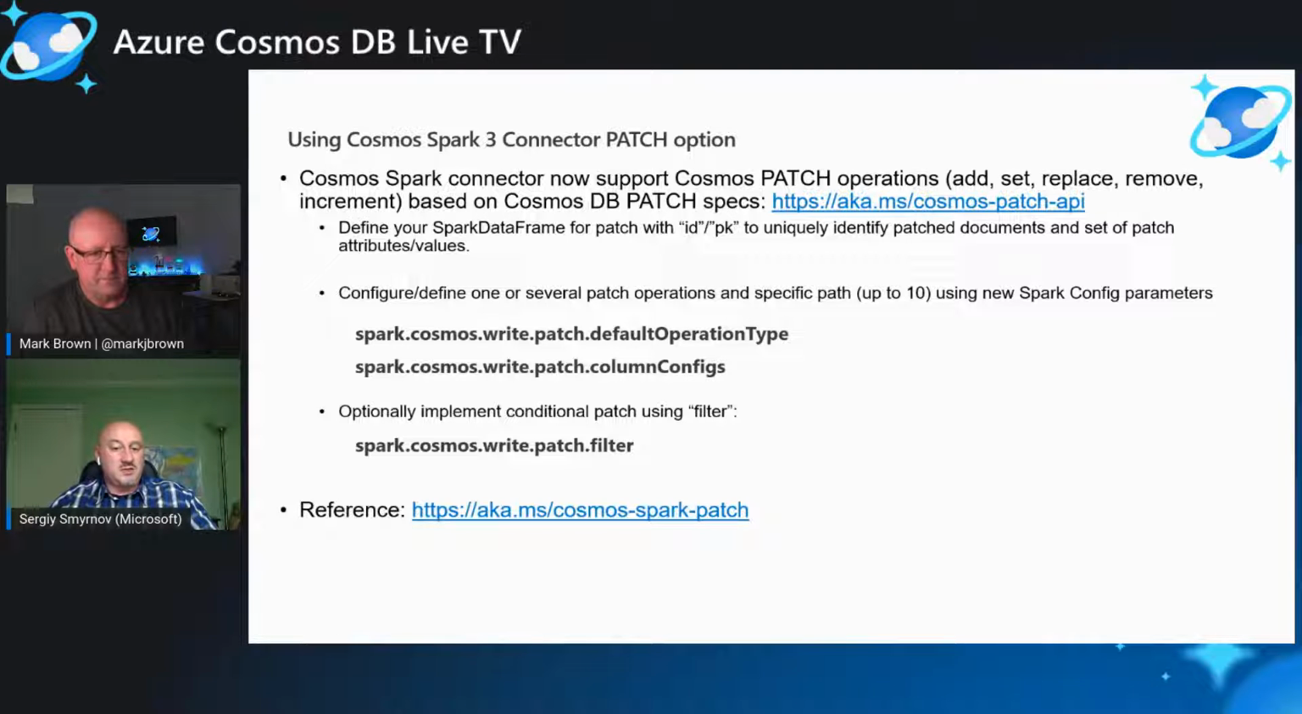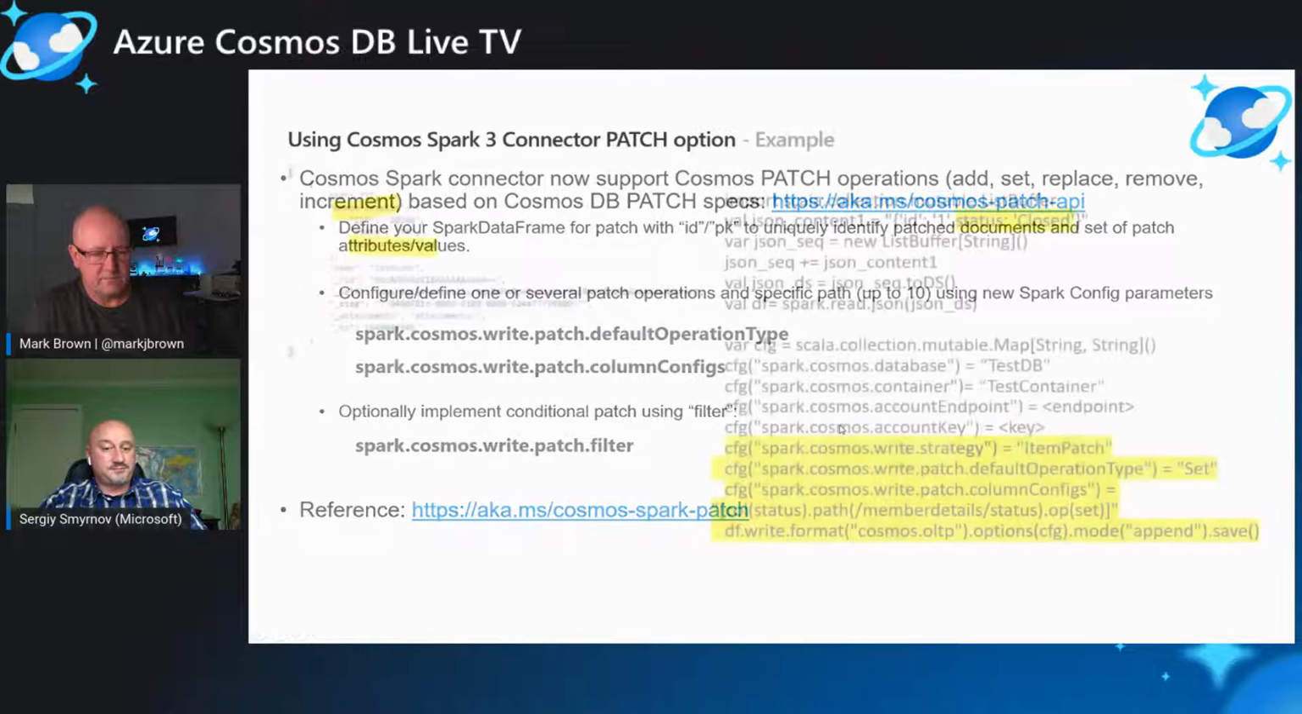The way it works, you define your Spark data frame for patch with an ID to uniquely identify the documents to patch, and then you define a set of patch attributes and values, and use write options to persist those down. I included the reference here, and you can also use a write patch filter to conditionally filter the patch updates.